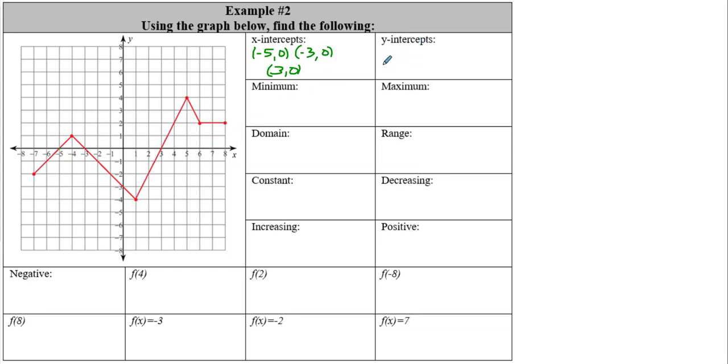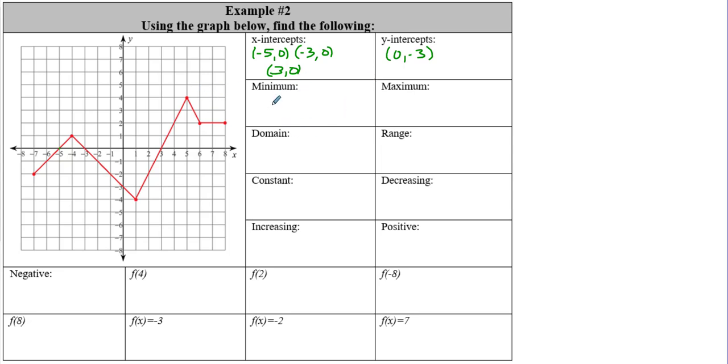All right, y-intercepts. Now we are looking at the y-axis. Where does the graph cross the y-axis? We have one at (0, -3). So remember, a y-intercept is when x is 0, and an x-intercept is when y is 0.